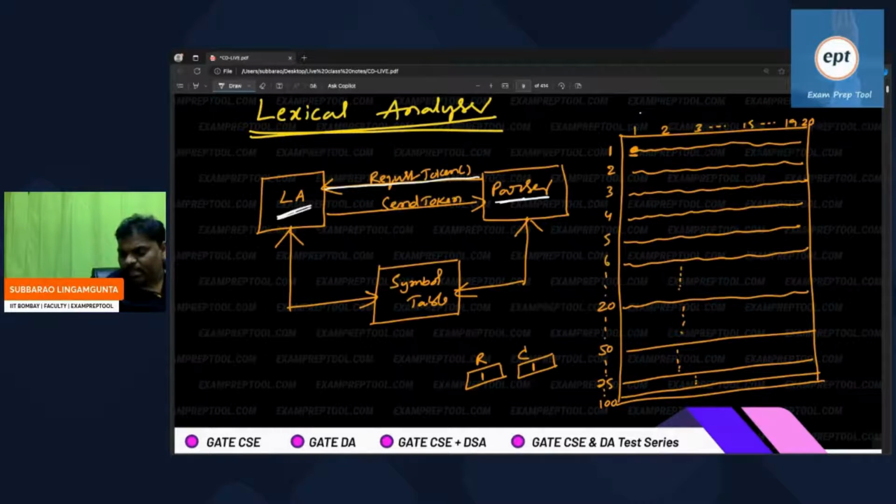I need a token. Please give a token to me. The parser will ask the lexical analyzer, please give a token, because I want to create the tree. Whenever the parser asks the lexical analyzer, please give a token, then it will start. Then the lexical analyzer will start making tokens. You don't make tokens on your own.